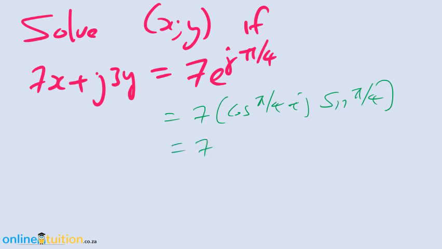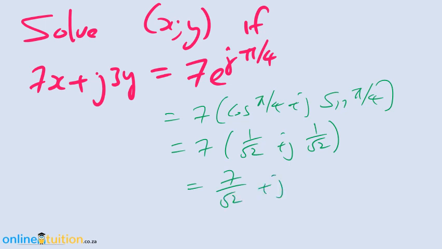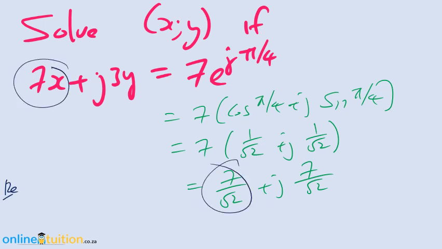So this becomes 7 cos of pi by 4 is 1 over root 2 plus j sine of pi by 4 is 1 over root 2. Beautiful. Multiply that out: 7 over root 2 plus j 7 over root 2. Now compare the real parts. 7x must equal 7 over root 2. So x is equal to 1 over root 2.